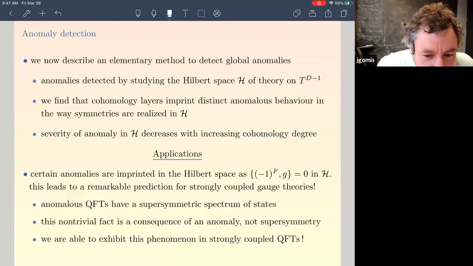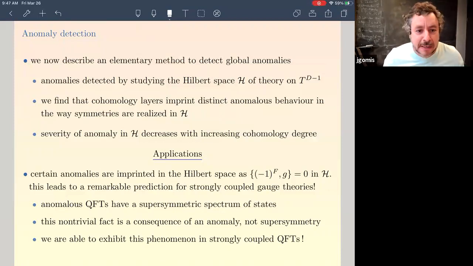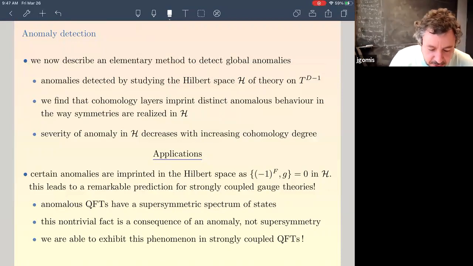And this has an immediate consequence for the behavior of strongly coupled gauge theories that have this anomaly. In particular, it tells you that the quantum field theories that have this particular anomaly, where G becomes fermion odd, must have a supersymmetric spectrum of states. This is a non-trivial statement about the spectrum of the theory, because the theory is strongly coupled. How would you even compute the spectrum?